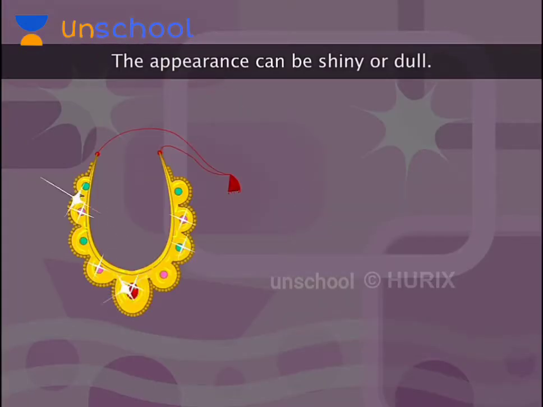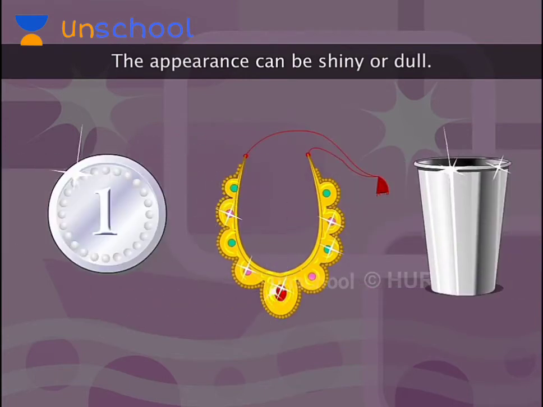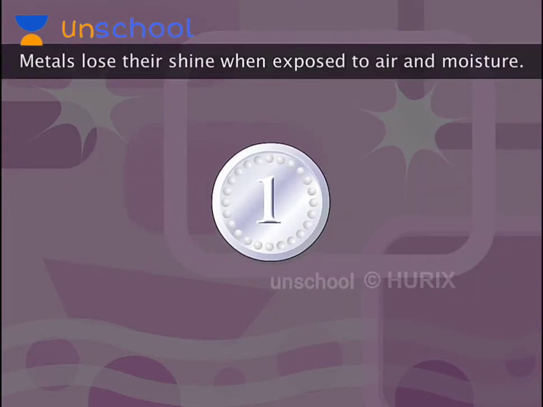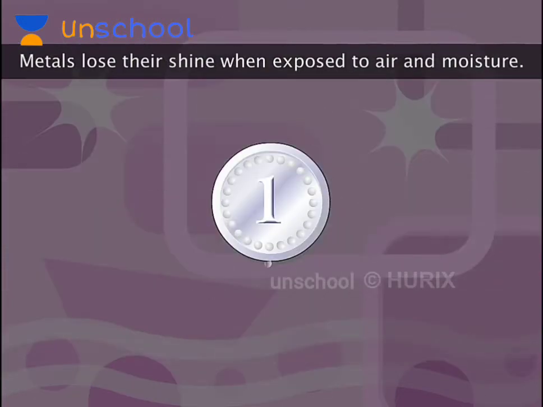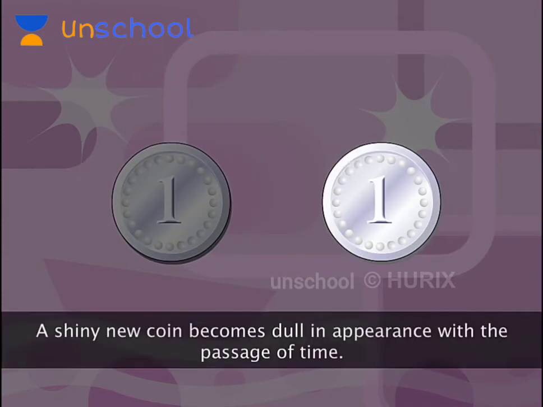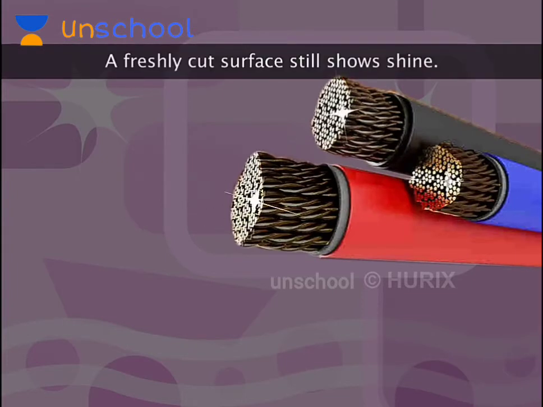Materials can be shiny or dull in appearance. Most metals are shiny and are said to have luster. But they lose shine and become dull when exposed to air and moisture. Therefore, a new coin is shiny, but an old coin is dull in appearance. It's still possible to see the shine on a freshly cut surface.